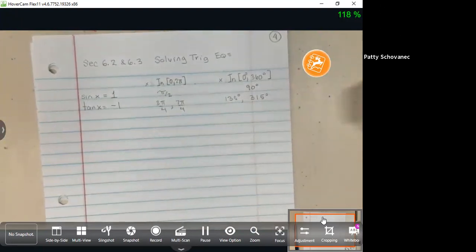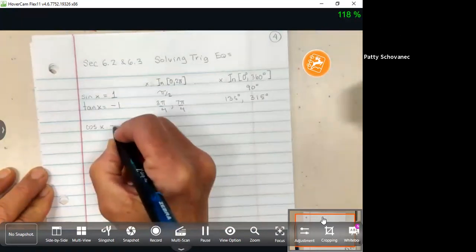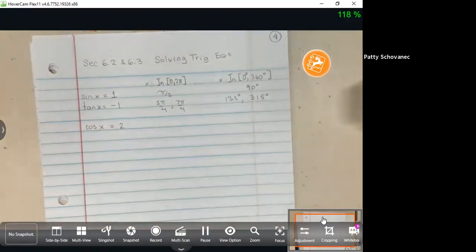All right, let's do another one. Let's do cosine of x is equal to 2. Any solutions to the equation cosine of x is equal to 2? Trick question. When is the cosine ever bigger than 1? Never, right? There are no solutions to this equation.